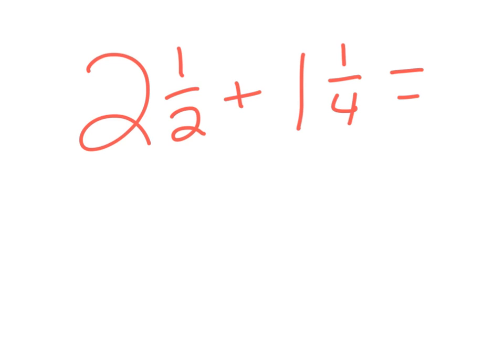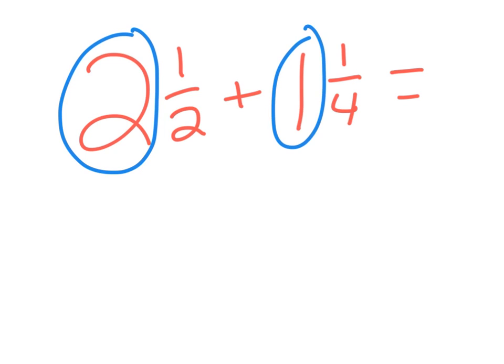Starting with 2 1/2 plus 1 1/4. Okay, I'm going to separate and ignore. I don't need to worry about the 2 and the 1 right now. I can go ahead and add those together, and those equal 3. I'm going to focus now on 1/2 and 1/4.